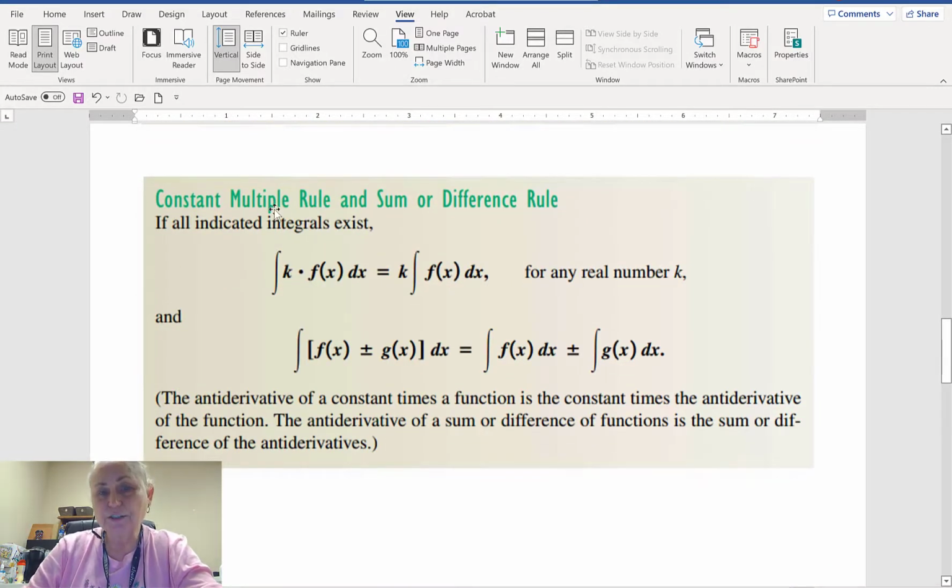Now here's the constant rule and the sum or difference rule. This says that if you've got a number that's multiplied by a function, you just bring it out to the front. You don't have to worry about this constant. Just factor it out, bring it to the front. We'll do that sometimes and it just makes it much easier to do. So bring your constant out front, then do your integral.